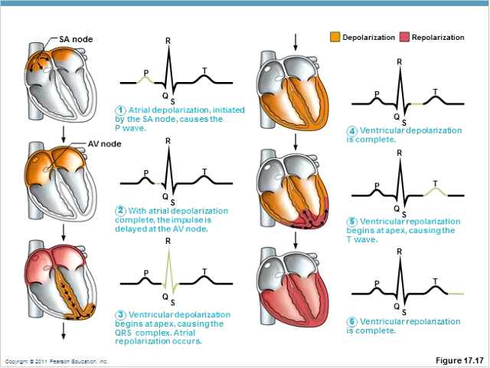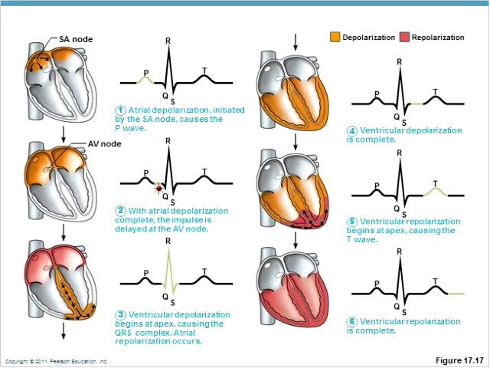As we go through here, you get a really good feel for atrial depolarization. You see that the P wave is created, initiated by the SA node, causing the P wave. Step 2, with the atrial depolarization complete, you see that happening. The impulse is delayed at the AV node by that 1/10 of a second. There's the delay. That's called the PQ or the PR interval.